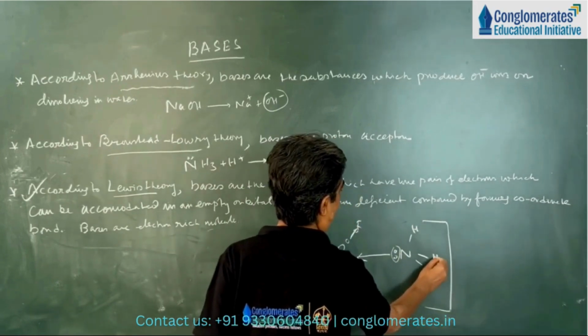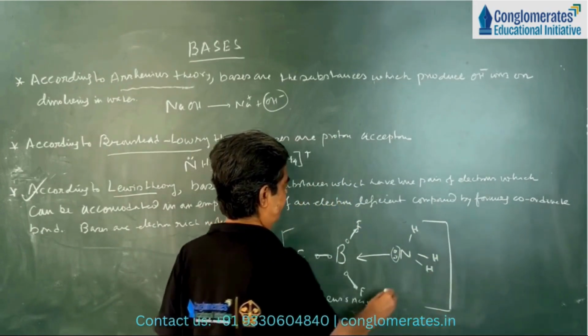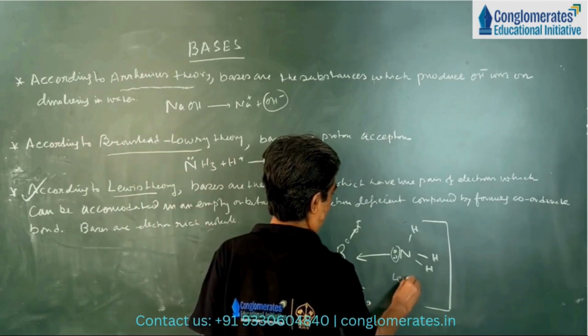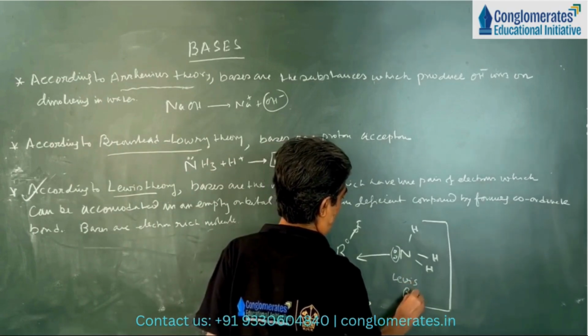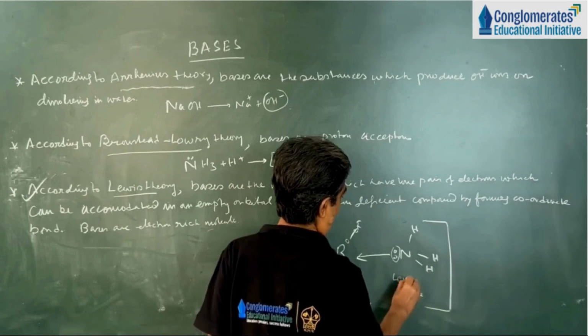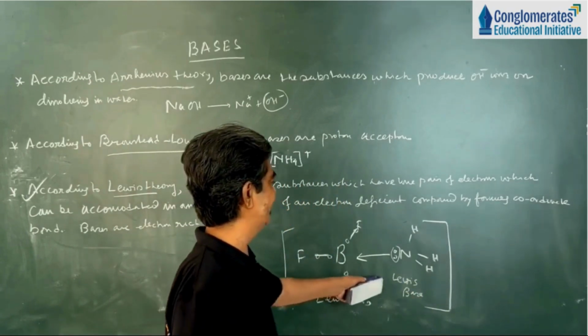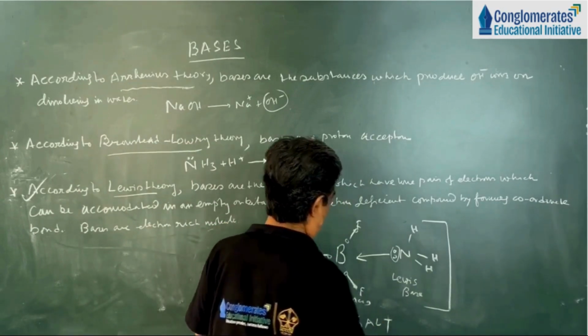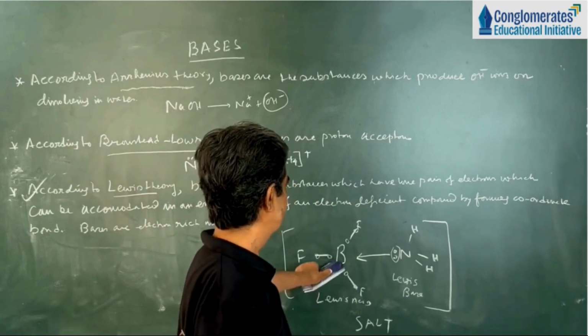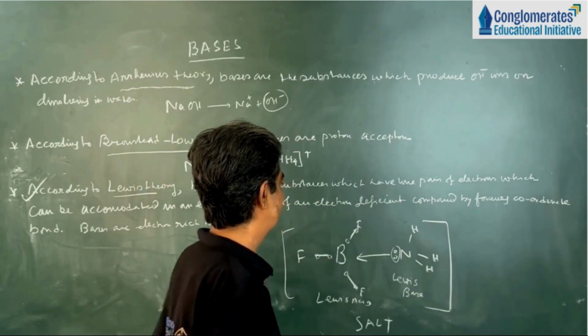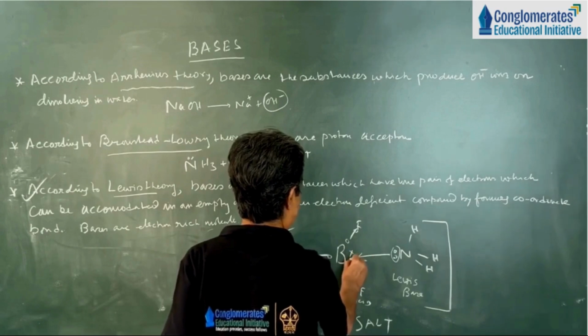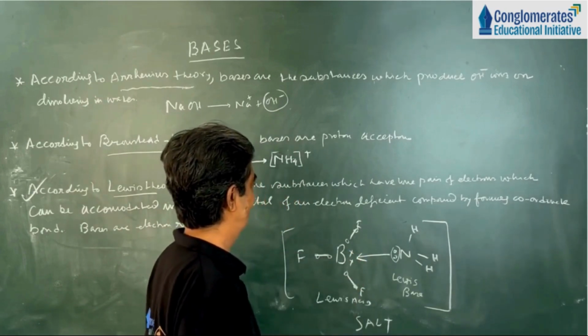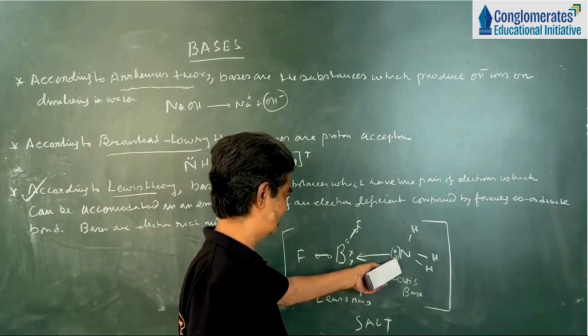ammonia. This is called ammonia boron trifluoride. This is Lewis base. Lewis acid, Lewis base, ultimately they form salt. This is Lewis acid because it has 2 electrons less. The ammonia has 2 electrons in excess.